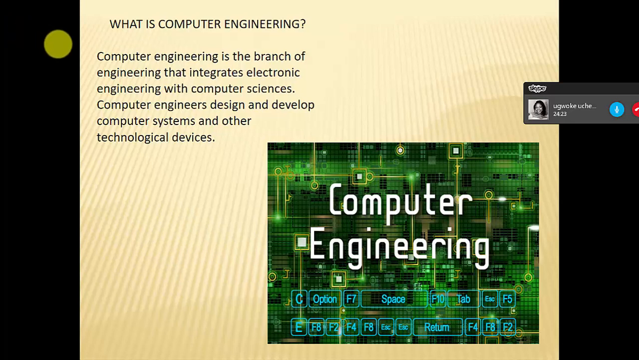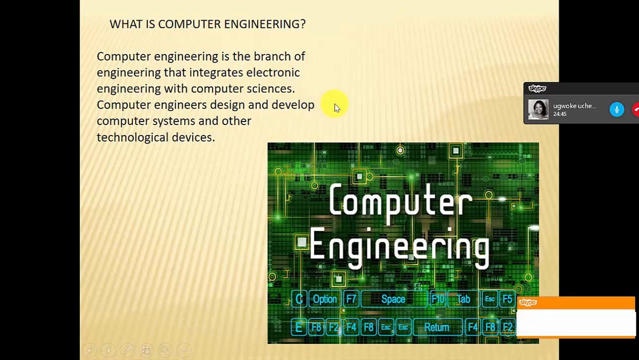Like I said earlier, I'm on the second slide where I'm trying to explain computer engineering. It's a branch of engineering that integrates electronic engineering with computer science. Computer engineers usually have training in electronic or electrical engineering, software design, and software integration. Instead of only software engineering or electronic engineering, they learn how to integrate hardware and software.